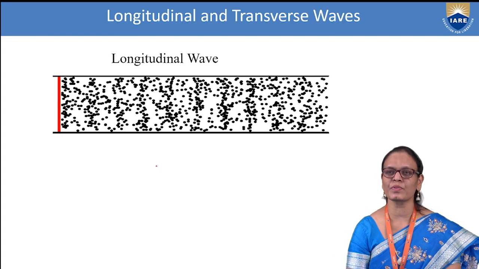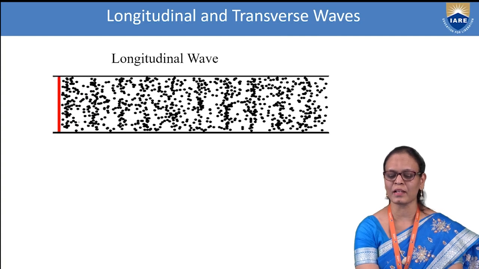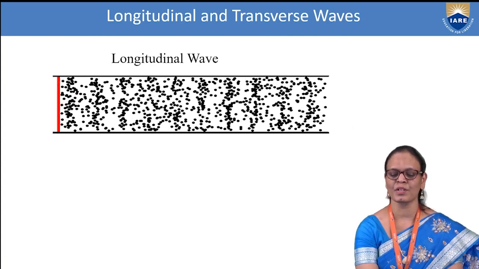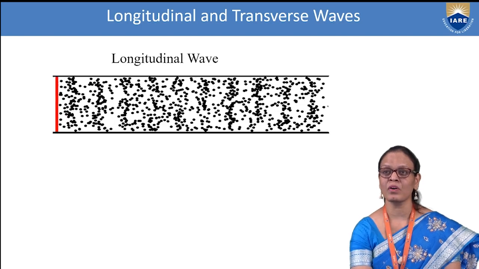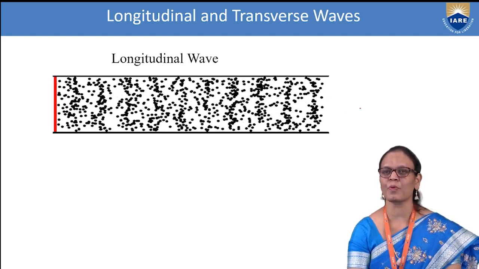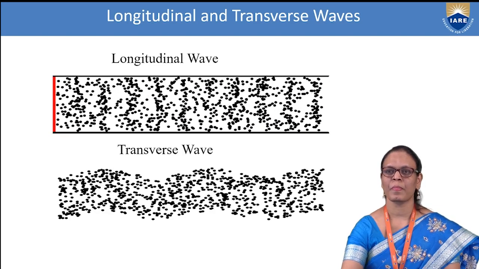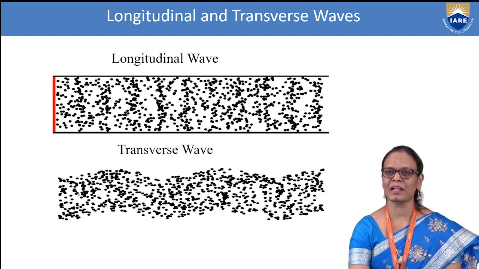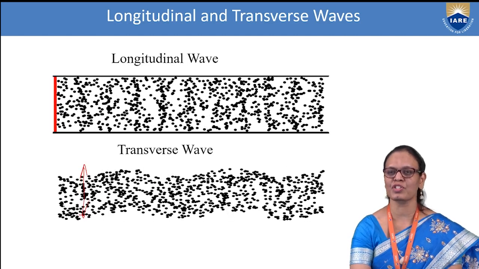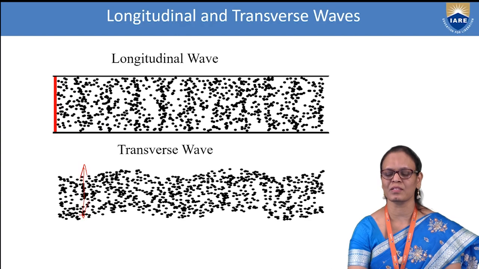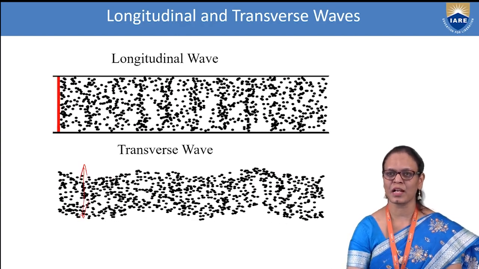Now how does a longitudinal wave look? When the particles are vibrating parallel and the wave is moving forward, this is how the wave looks, the particles of the medium vibrate like this and the wave is propagating forward. What about a transverse wave? Because the particles vibrate perpendicular to the direction of the motion, the wave is like this. So you can visualize the longitudinal wave as well as the transverse wave.